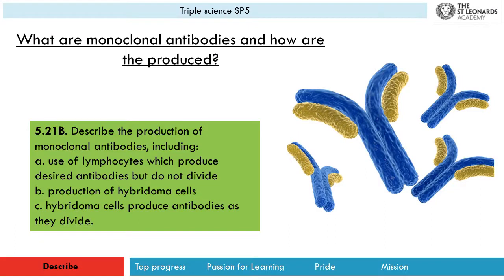In this lesson, we're going to look at quite a complex topic. Today, we are looking at what are monoclonal antibodies and how are they produced. This links to the specification point, describe the production of monoclonal antibodies, including the use of lymphocytes, which produce desired antibodies but do not divide, production of hybridoma cells, and hybridoma cells producing antibodies as they divide.